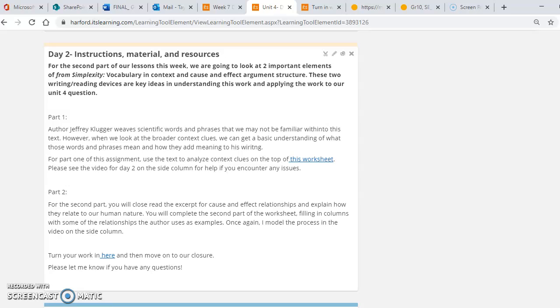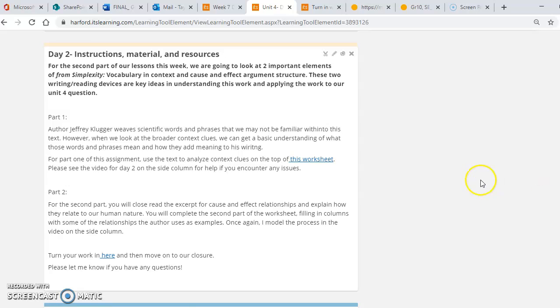And so for the first part of our work this week, we're going to look at how he did that. We're going to clarify maybe some words that we didn't catch and identify words that we did. So he does this clarification of these words by really incorporating broader context clues into his writing.